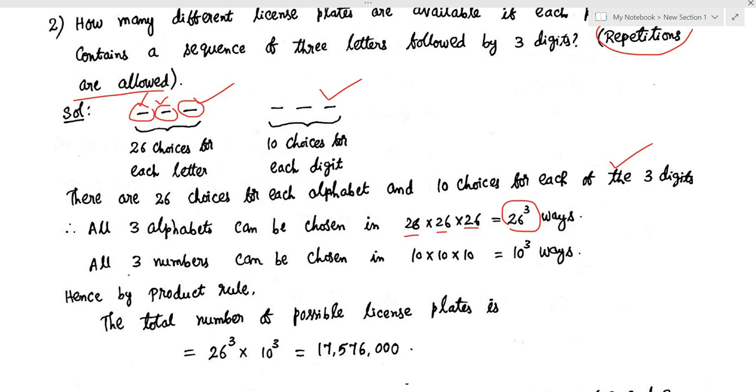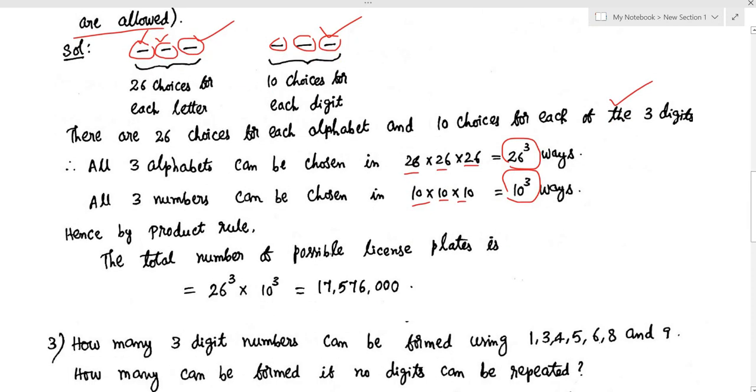In the same manner, all three digits can be chosen. I said already 10 choices, no? Here first place, suppose if a number 3 occurs here, the same number can repeat in second place or it may be a new number. Similarly for the third place also. So it is going to be 10 into 10 into 10. So your answer is 10 power 3. Hence, by product rule, the total number of possible license plates is 26 power 3 into 10 power 3. While calculating, your answer is 17,576,000.